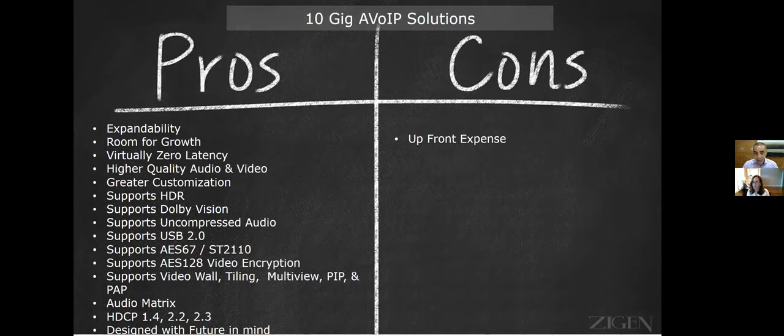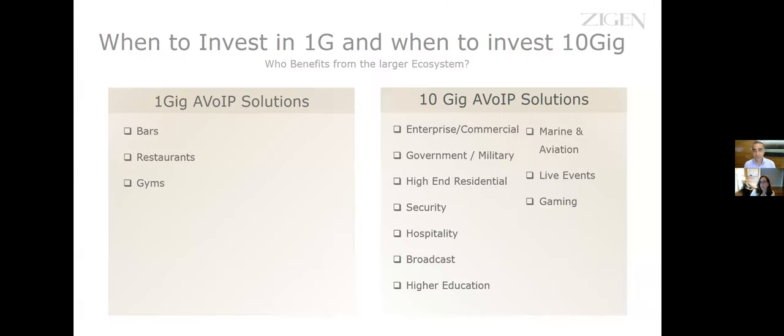And now that we covered that briefly, because we're going to go in depth on the feature sets in 10 gig versus 1 gig, obviously there's a place and point for 1 gig and 10 gig. So the next slide we're looking at is when to invest in the 1 gig and when to invest in your 10 gig solution. So which solution works for what?